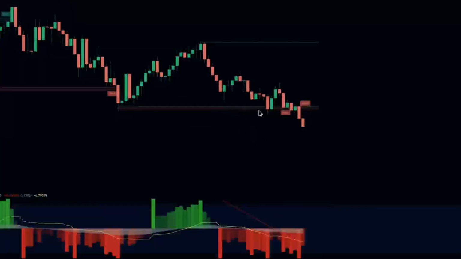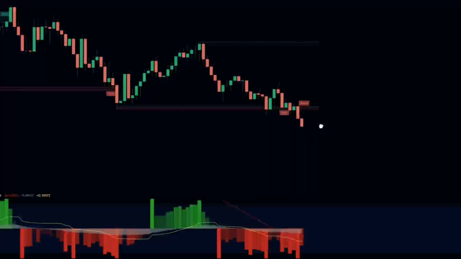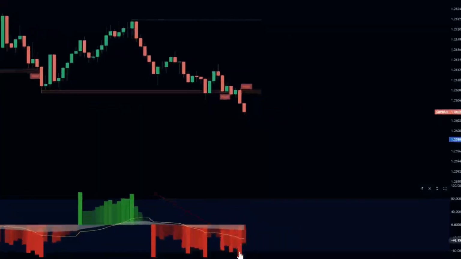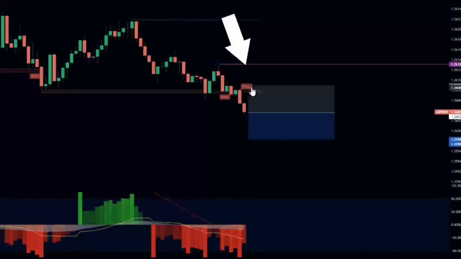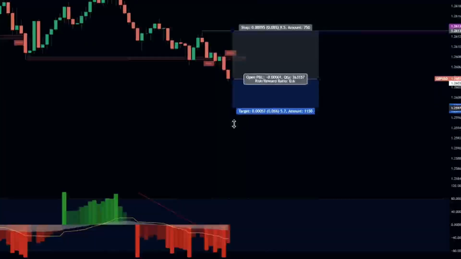For short positions, we do the opposite. Identify a support level, wait for a break and retest, and ensure the Supertrend oscillator confirms a strong bearish momentum. If the histogram is below -80 at the retest candle, we enter a short position. Set the stop loss above the most recent swing high and target 1.5 times the risk for take profit.